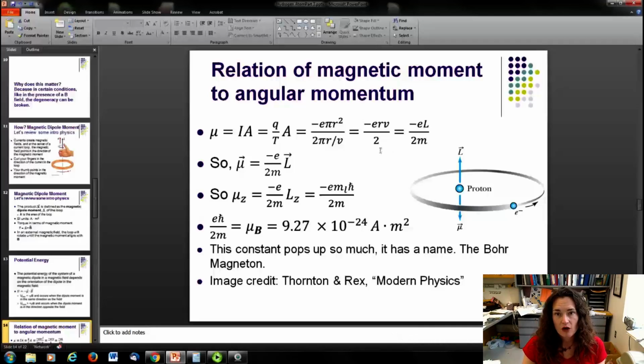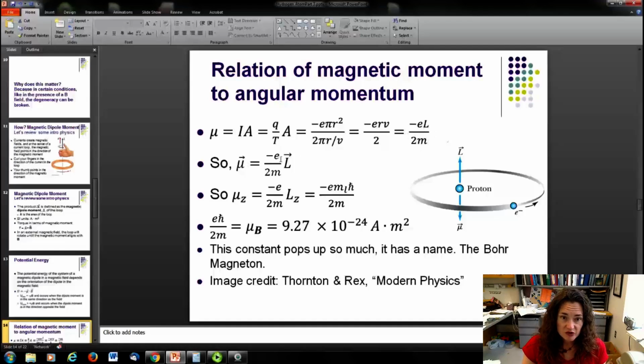Well, remember that the angular momentum is defined as r cross p, which for a circular orbit is just r times mv, or mvr. So if we multiply the top and bottom by m, in other words multiply by 1, then we have mvr on the top, which is our angular momentum. So we sub in for that, and it's minus e L, with 2m on the bottom. That gives us our magnetic dipole moment for the Bohr electron: minus e L over 2m.